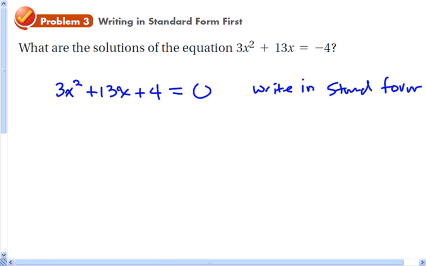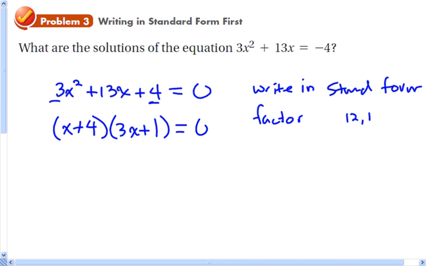Okay, now we're going to factor the expression. In this case, we're going to look for two numbers that have a product of 12 and a sum of positive 13. So that would be 12 and 1. We're going to use those to help us factor this, and what we're going to end up with is x plus 4 times the quantity 3x plus 1 is equal to 0 when we factor it.